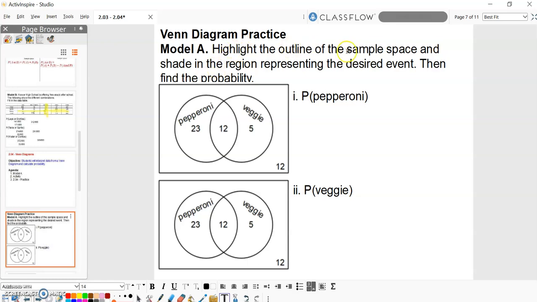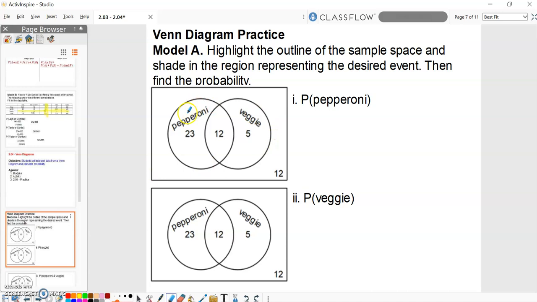Model A. Highlight the outline of the sample space. Our sample space is all the possible outcomes. Then shade in the region representing the desired event. So the sample space is all the different ones, and then we're only going to pick one to find the probability of, and then find the probability. So, probability of pepperoni. This looks like a pizza question. Get my highlighter out.